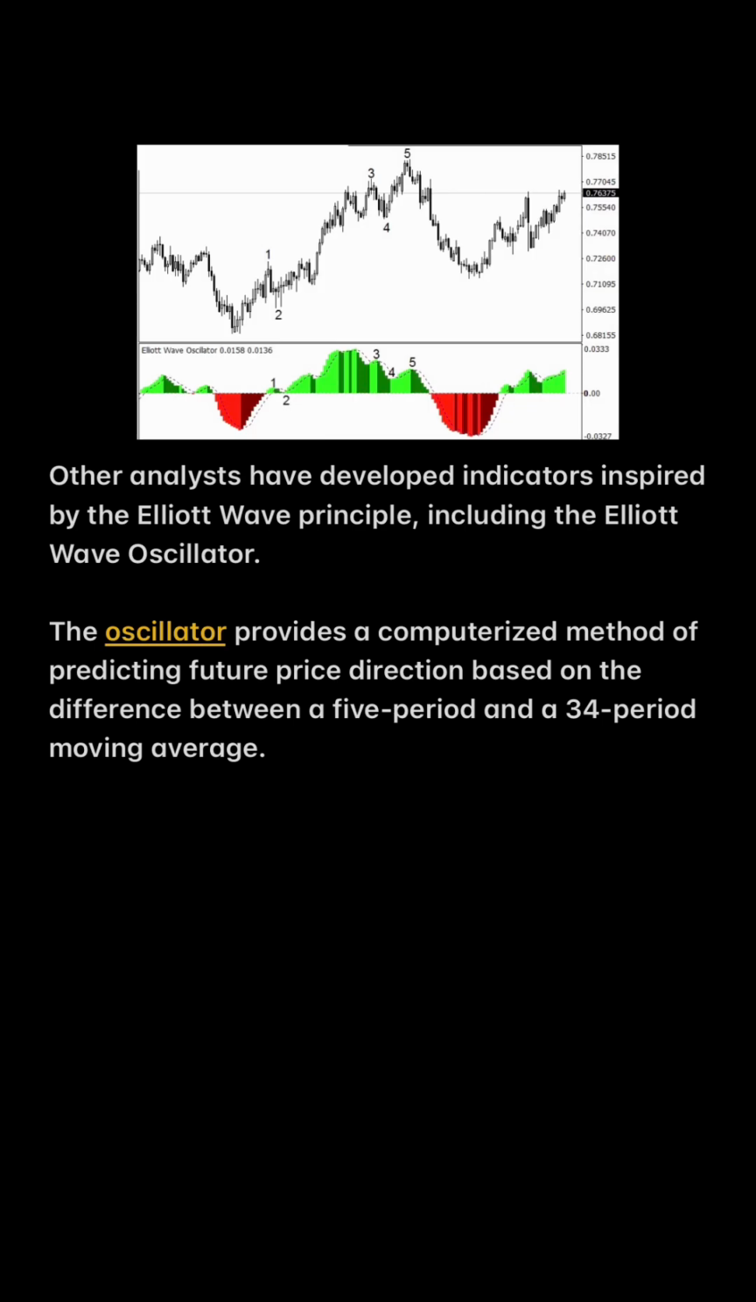Now, other analysts have taken the wave theories and created oscillators and other indicators that are inspired by the wave principles, including the wave oscillator. The oscillator provides computerized methods of predicting future price directions based off of the difference between a 5-period and 34-period moving average. A lot of these indicators take the theories and principles and add in moving averages and time averages. So a lot of them are combinations of price action, moving averages, and waveforms, because it's all about the momentum and price action when you break everything down to the base.